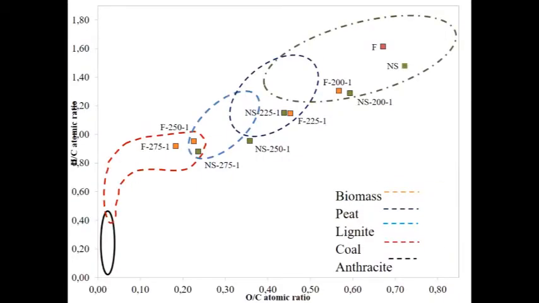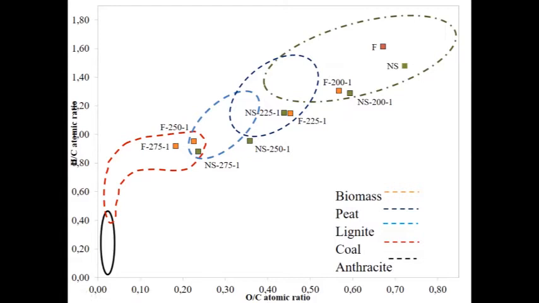And here is a van Krevelen diagram of our samples. According to the van Krevelen diagram, except for the 250 hydrochars of Narlısaray and Futura, all of the hydrochars are in the same position. Hydrochars at 200 degrees are still in the biomass region. Yeah, here.